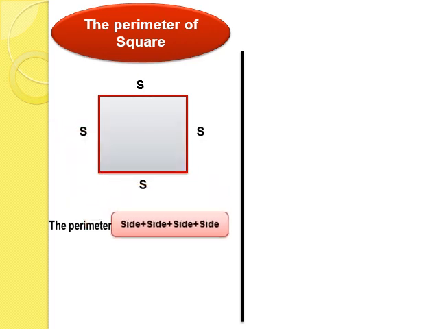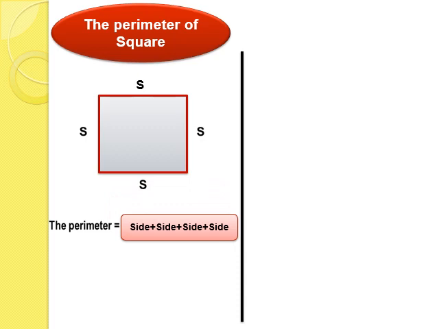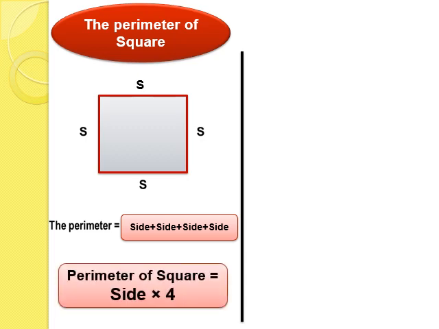So it's side plus side plus side plus side, like any figure. But here, because it's a square, all sides are equal, I can write the rule like this, side by 4. Instead of repeating side plus side plus side plus side, 4 times, I use multiplication to calculate the perimeter of a square, side by 4. So the rule of perimeter of a square equals side by 4.